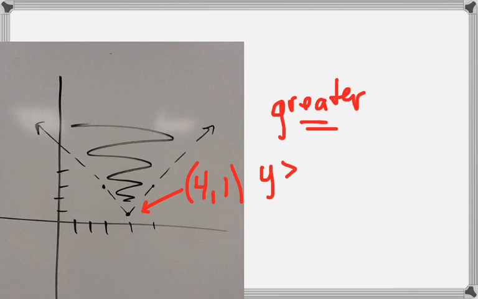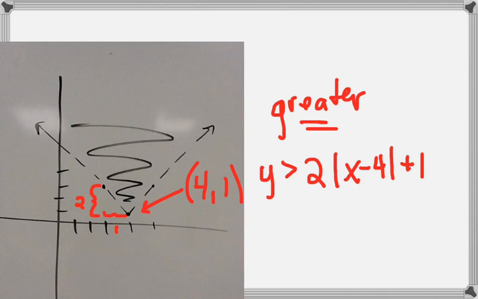I'm going to go over 1. So that would be 1. And then I'm going to go up 2 times. So the slope is 2, or 2 over 1. So we come back. It's going to be 2 times the absolute value of x minus 4, plus 1. How do you know it's a minus?